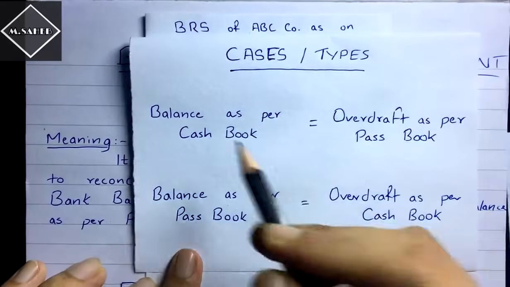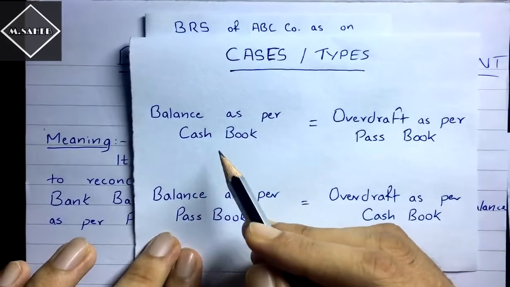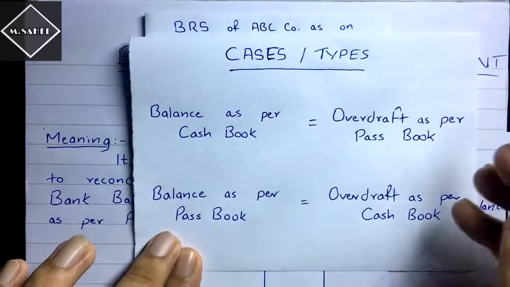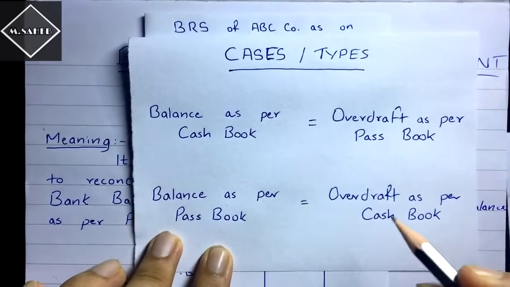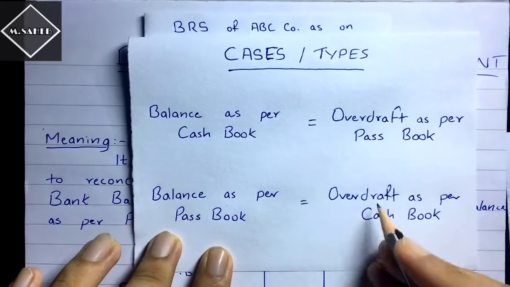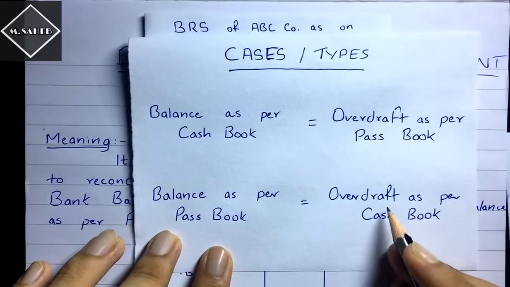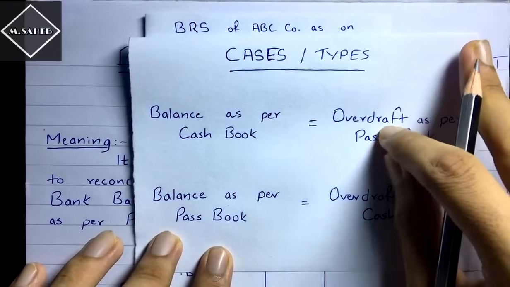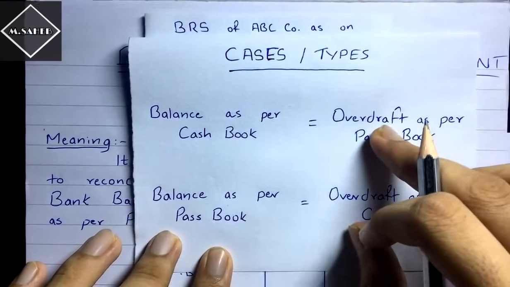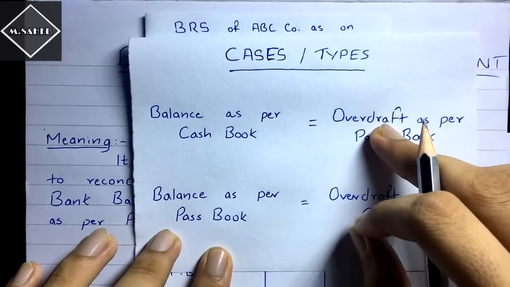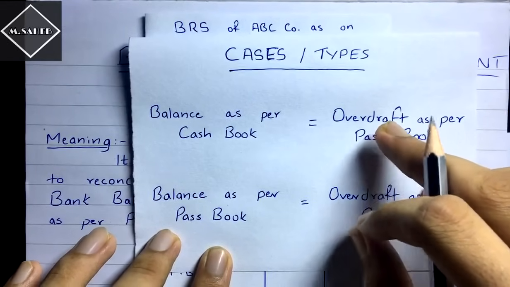See, there is balance as per CashBook, how to do when balance as per CashBook is given, how to do when balance as per Passbook is given, and how to do when overdraft is given, overdraft as per Passbook and overdraft as per CashBook. Now what is overdraft? Overdraft means the bank will give businesses with a current account the facility of withdrawing more than what they have in their bank account.